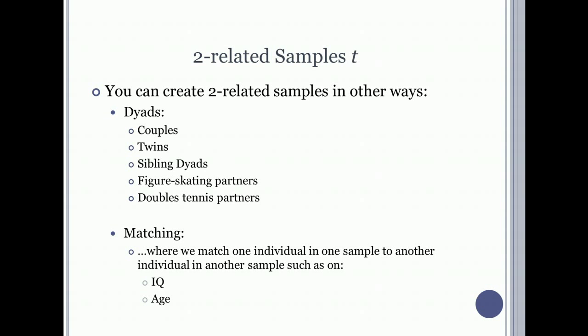So two related samples can mean a couple of things. It can mean repeated measures across time, or two samples that are matched according to related characteristics, such as being a member of the same dyad, or matching according to some characteristics such as IQ or age.